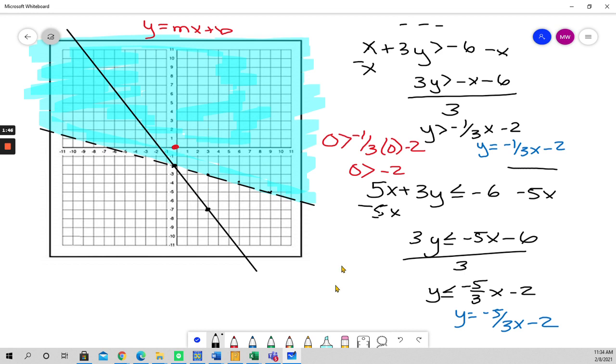Zero, 0 is not located on my line, so I plug it in. Is 0 less than or equal to negative 5/3 times 0 minus 2? Is 0 less than or equal to negative 2?